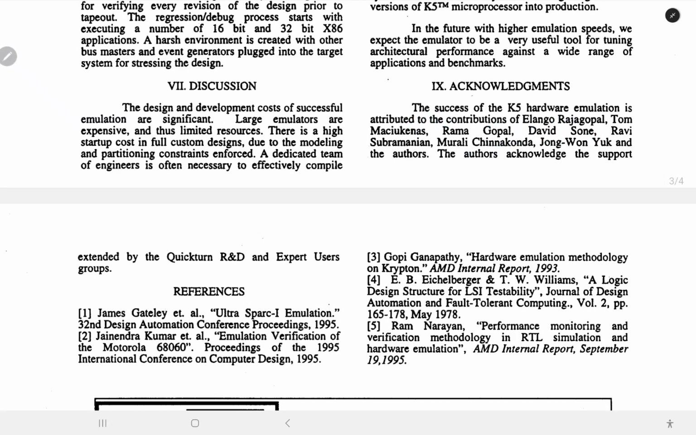Yukchong Won, and others. The authors acknowledge the support extended by the Quickturn R&D and expert user groups.